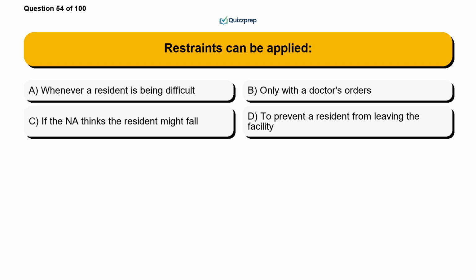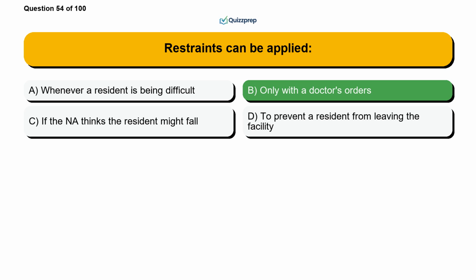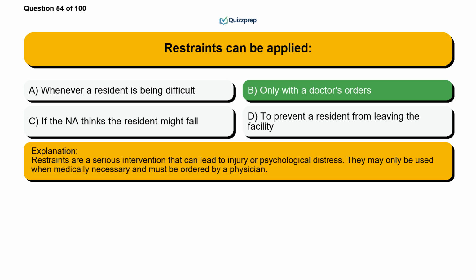Question 54. Restraints can be applied: option A. Whenever a resident is being difficult. Option B. Only with a doctor's orders. Option C. If the NA thinks the resident might fall. Option D. To prevent a resident from leaving the facility. The correct answer is option B. Only with a doctor's orders. Restraints are a serious intervention that can lead to injury or psychological distress. They may only be used when medically necessary and must be ordered by a physician.